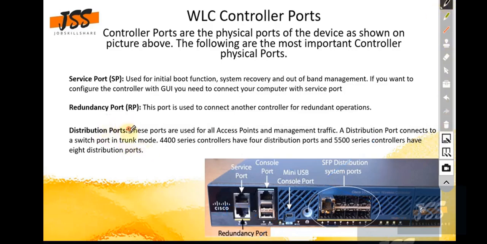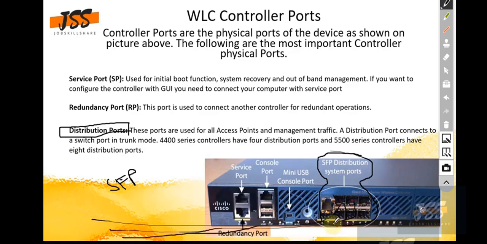Then we have some distribution ports, and these are just like SFP ports we have learned about in our earlier modules, or Ethernet ports or fiber ports, which are these SFP distribution system ports. It is like a switch port in trunk mode. Basically this device will be connected with some switches, and these switches will have some kind of VLAN information, like VLAN 1, 10, 20. So we can configure this as a trunk port as well, and you are familiar at this point with what trunk is.